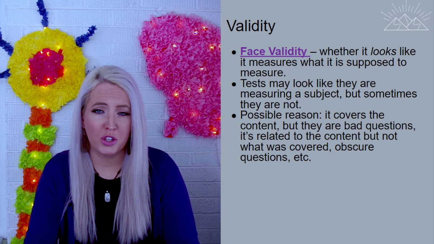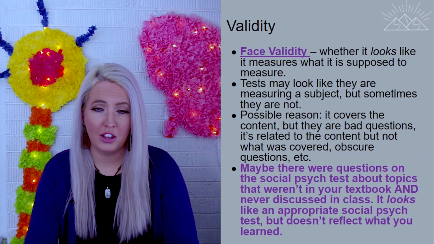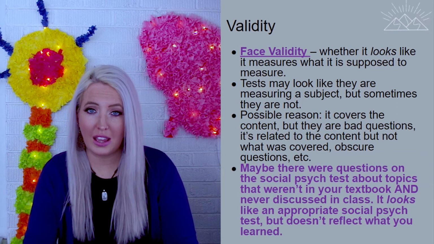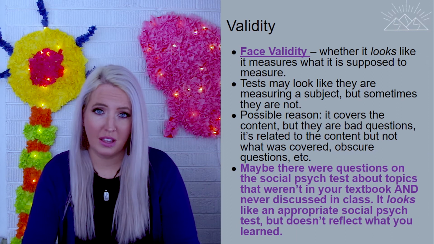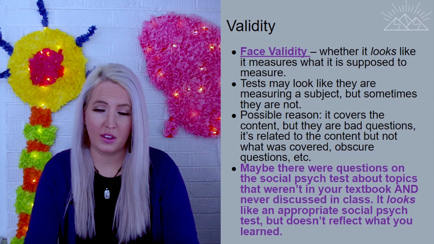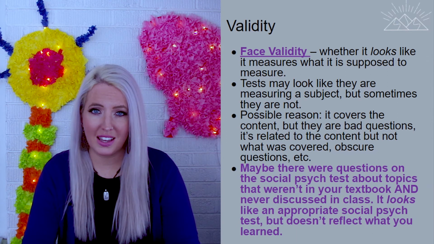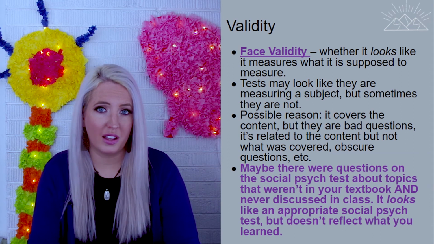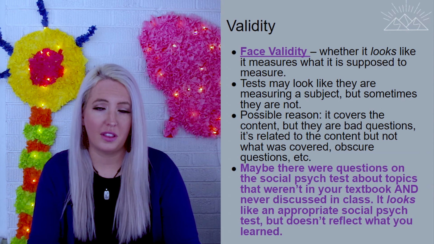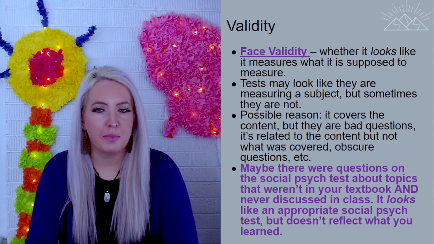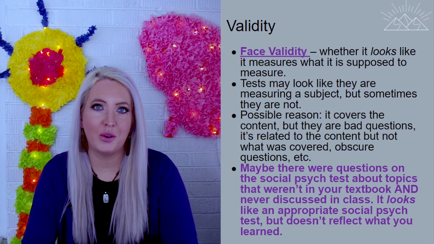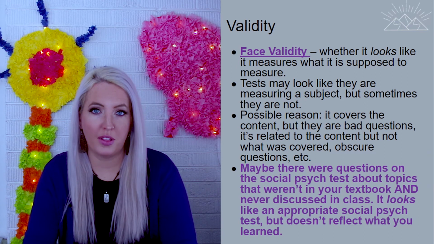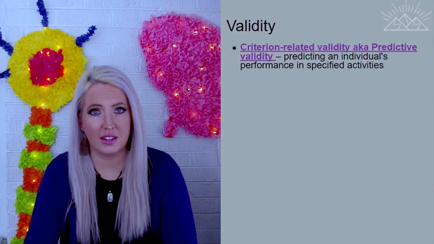or it could be that the questions were written really badly so that by just looking at it, you can say, yeah, these are all on a specific subject, but when someone takes it, they don't do as well on it. Could be because that face validity was there, but the content validity was not. Another type of validity we might look for is known as criterion related validity, also called predictive validity.